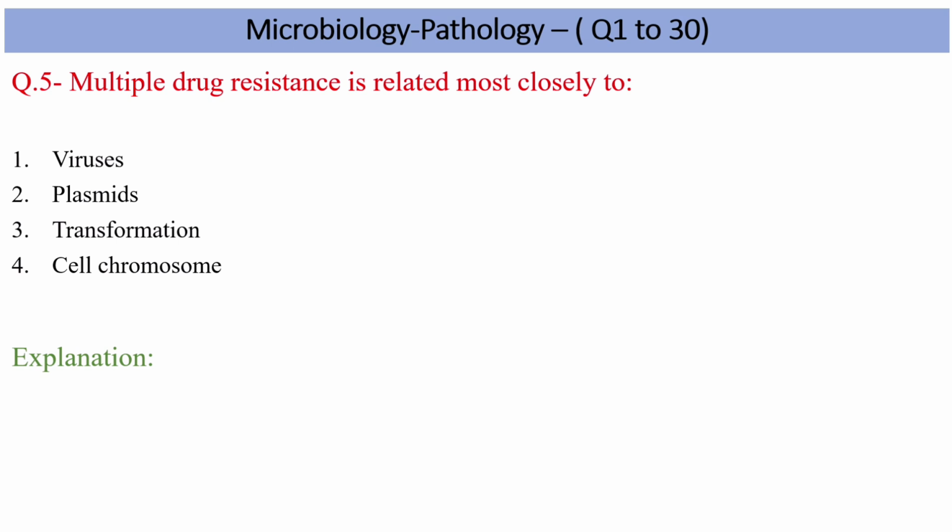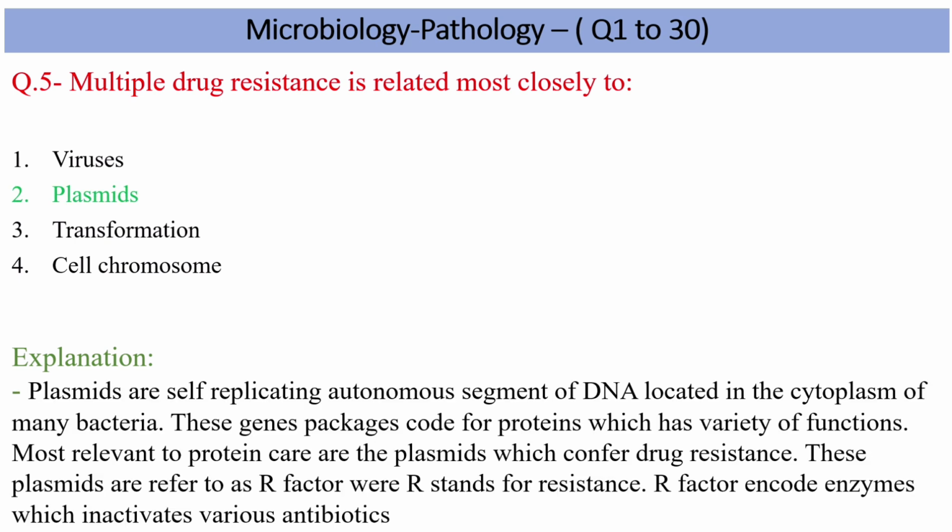Multiple drug resistance is related most closely to: virus, plasmid, transformation, cell chromosome. Correct option is plasmids. Plasmids are self-replicating autonomous segments of DNA located in the cytoplasm of many bacteria. These genes code for proteins which have a variety of functions. Most relevant to patient care are the plasmids which confer drug resistance. These plasmids are referred to as R factor, where R stands for resistance. R factor encodes enzymes which inactivate various antibiotics.